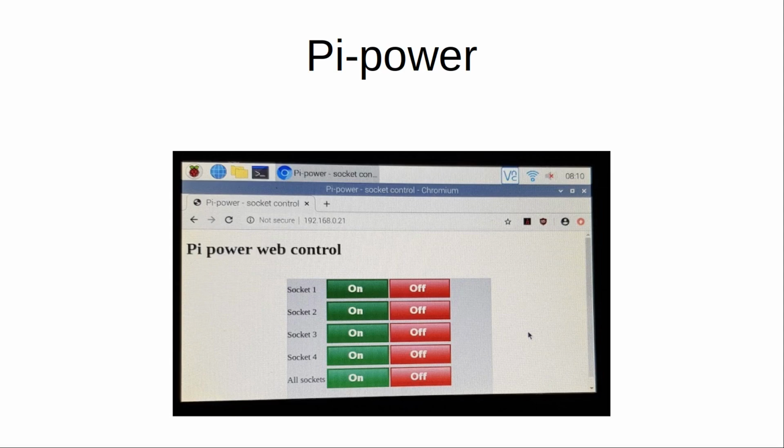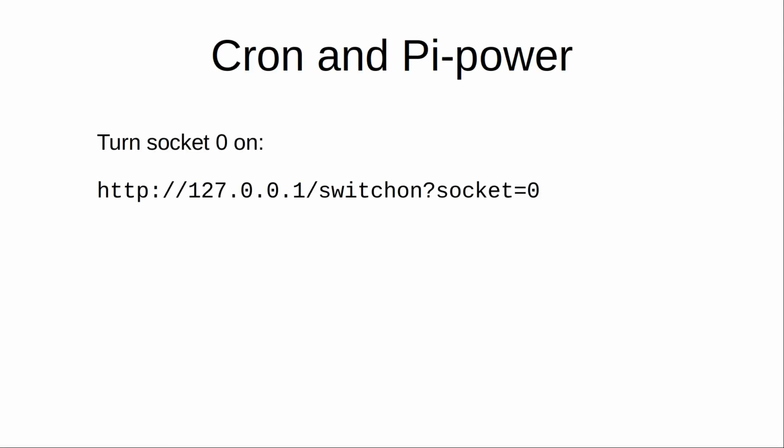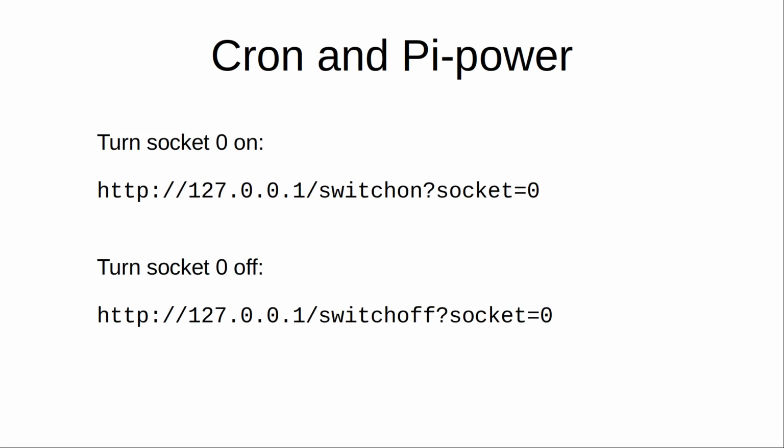Because the Pi Power application provides a web-based interface, it's possible to trigger the sockets on and off using a command line web query tool, wget. The first command is to turn the socket on. Then you need to access the link with switch on with the socket number. And then to turn it off again, use the same but with the switch off command.